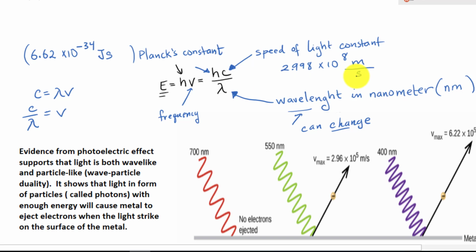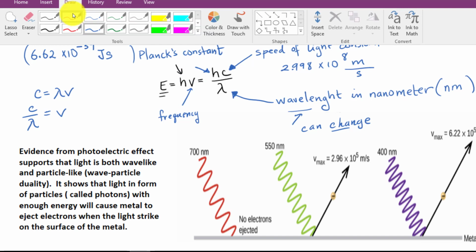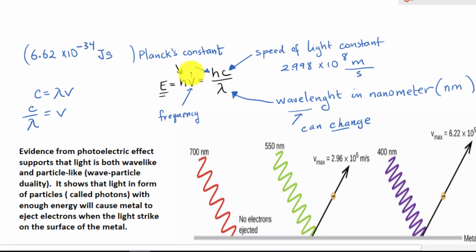Now, with that information, how does this relate to your test? Well, I can ask you a question. How does energy relate to frequency? If I increase ν, guess what happens to energy? It will also increase. So if I increase ν, the energy also increases. But what happens when I increase lambda?